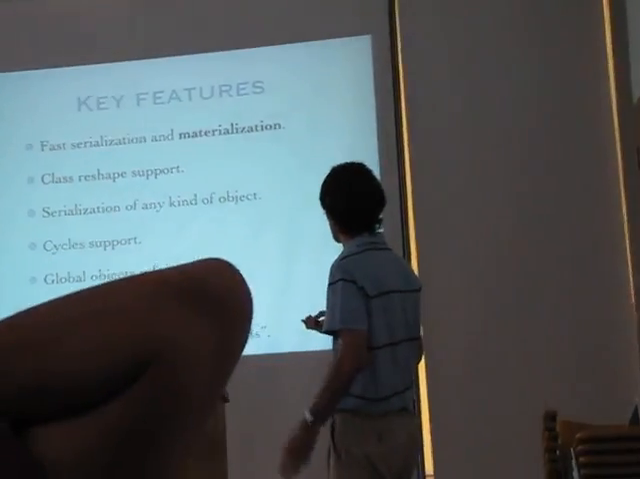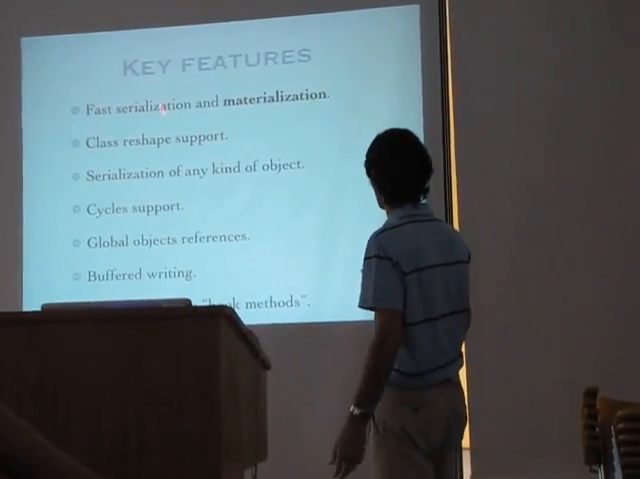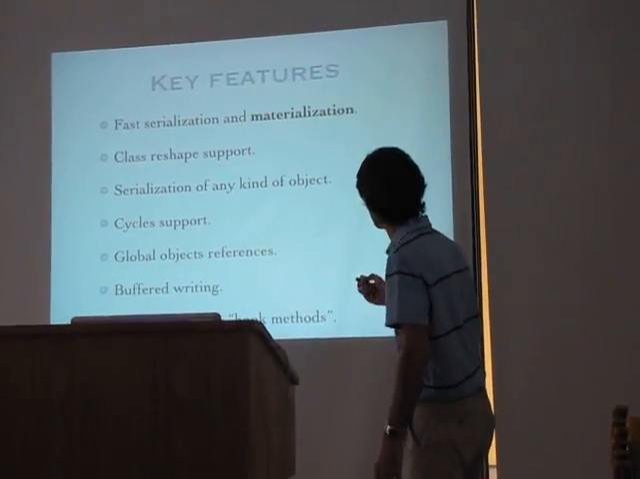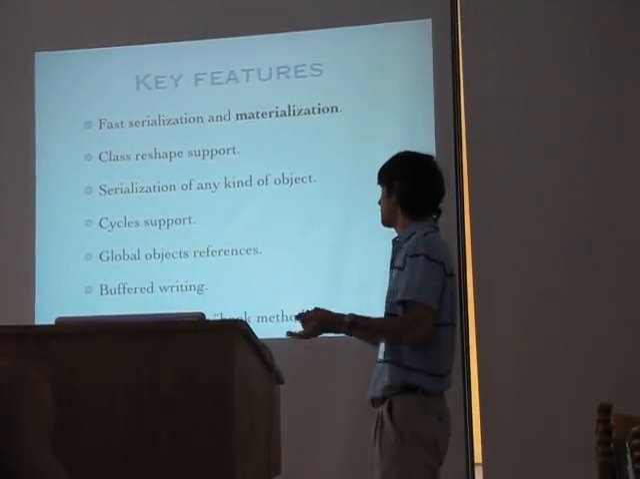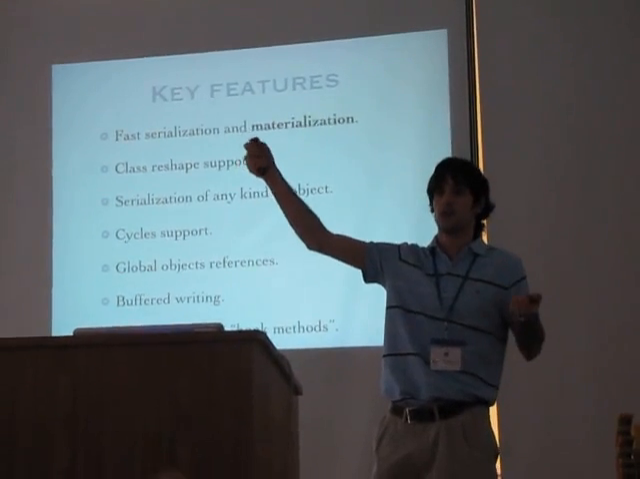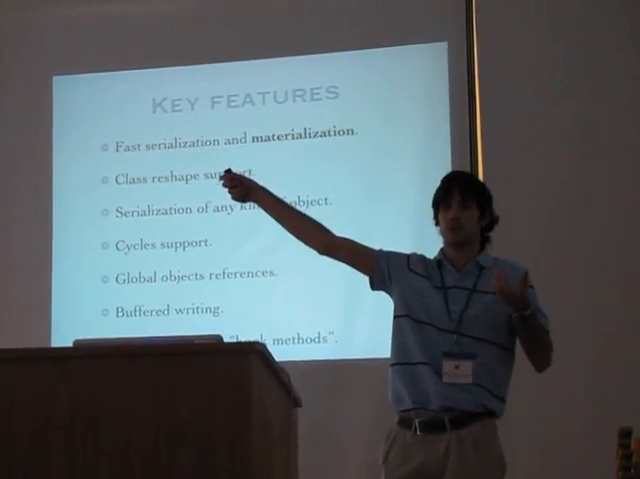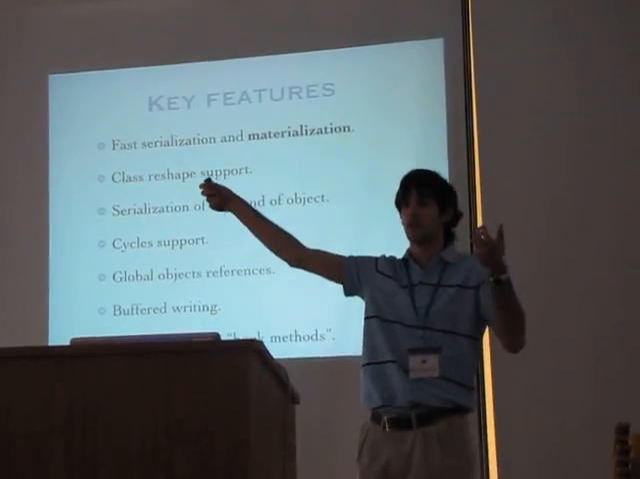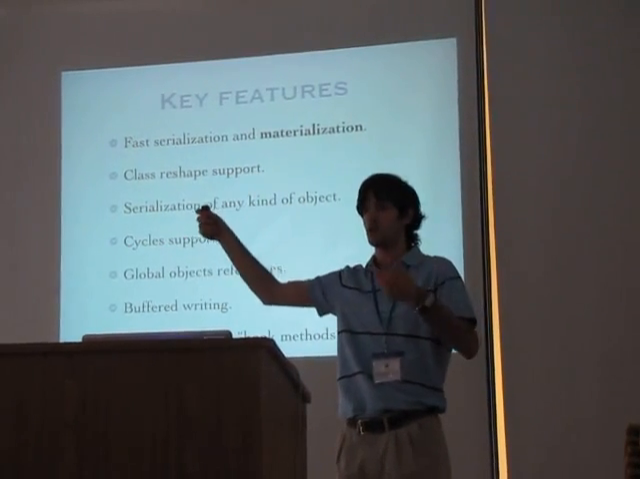Most serializers do more or less the same. In our case, as I told you, we have fast serialization and materialization. Then we support the famous class shape change, that is, you serialize an object, and after it is serialized, the class of that object has changed. It adds an instance variable, or you remove one, or you rename it, or things like that.